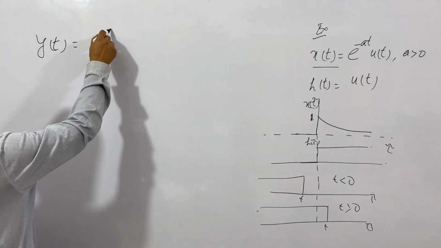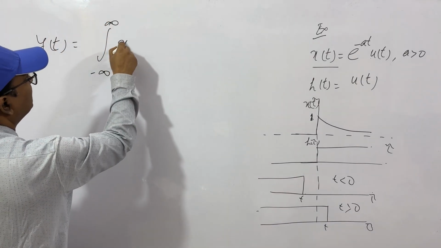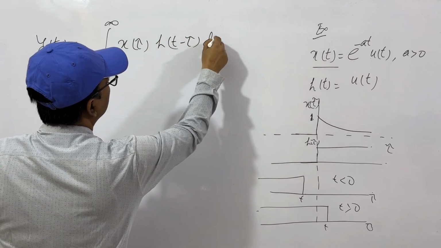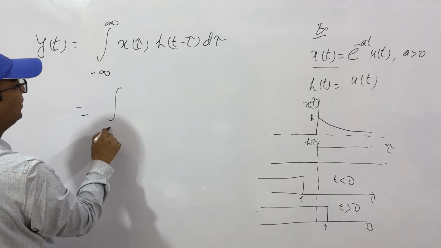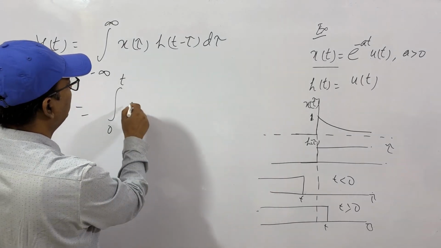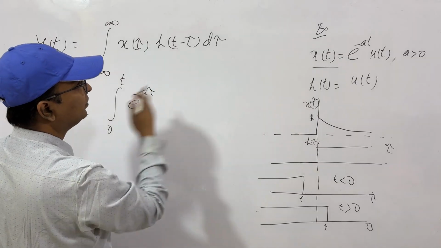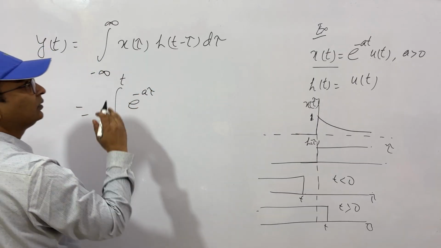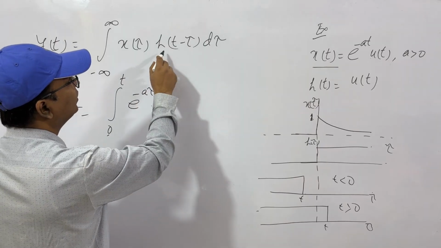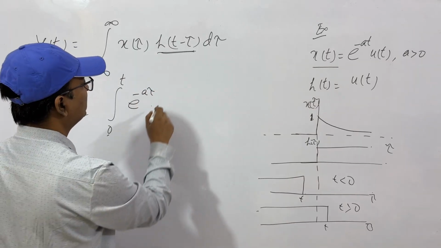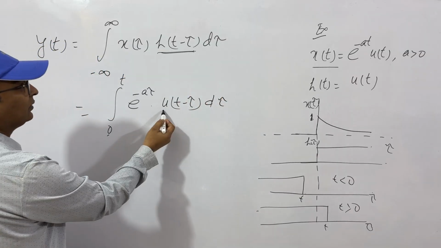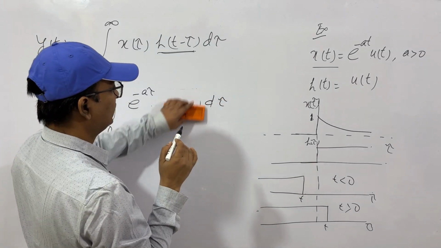y(t) is the integral from minus infinity to infinity of x(tau) h(t minus tau) d tau. This is the definition. We saw the limits will now become 0 to t. This is x(tau). x(tau) is what? e to the power minus a tau u(t), which means this is valid for tau greater than 0 only. And then h(t minus tau) becomes u(t minus tau) d tau. Now this limit has been put, so this also is gone.